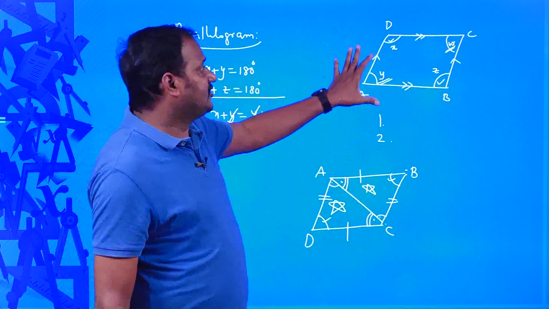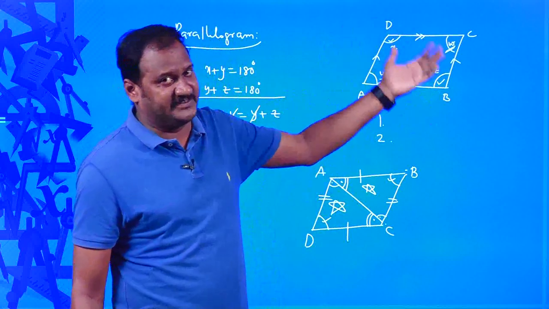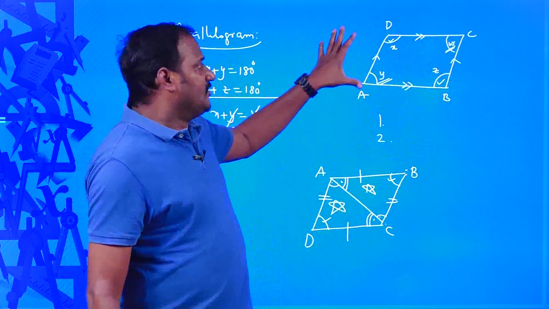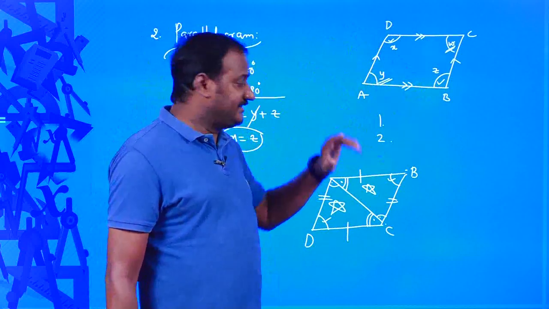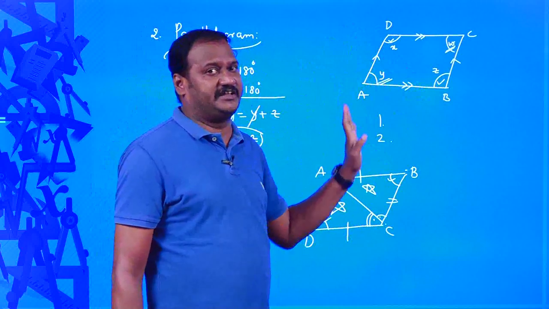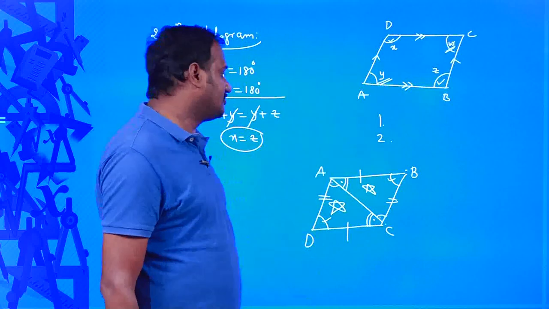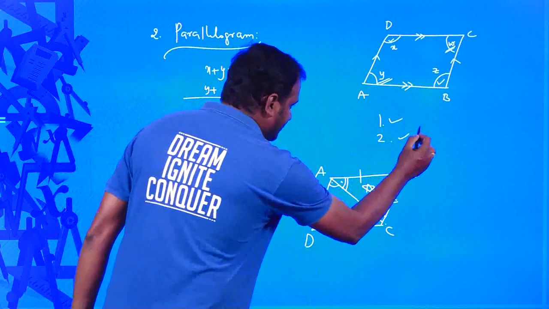So, in a parallelogram, opposite sides are parallel. Both the pairs of opposite sides are parallel as per the definition. And then we proved that opposite angles also equal, and then we proved that opposite sides also equal. So these are very important properties of parallelogram. And that is the second property, first property, second property over.